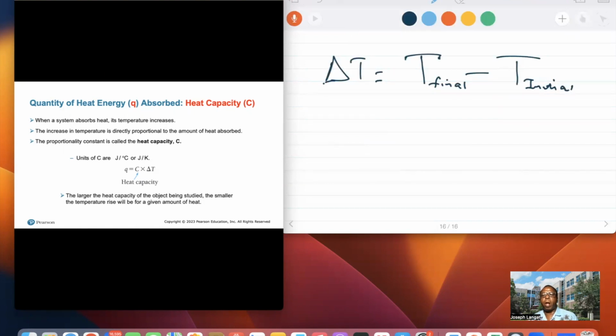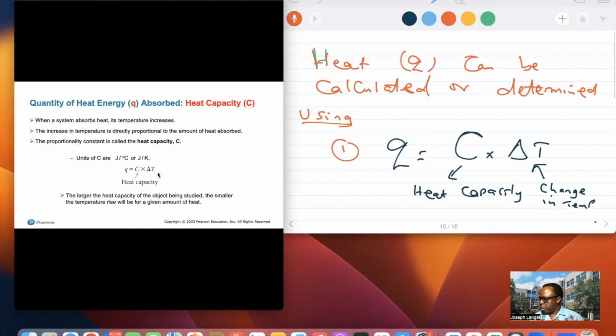You're going to be reading problems where the temperature changes from 24 to 26. If you have to calculate, the change in temperature is final minus initial. Remember, this means change in temperature.